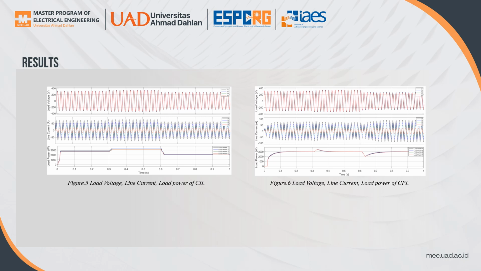Whereas if we use constant power load type, as we increase our load voltage, the line current will decrease so that the load power will remain constant whether we increase or decrease the load voltage.